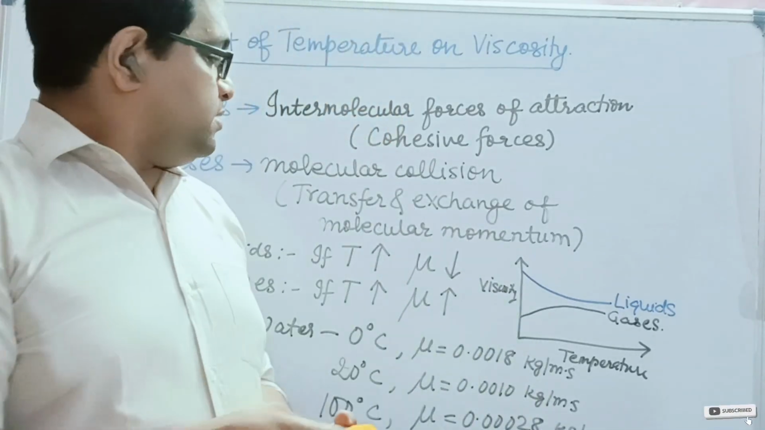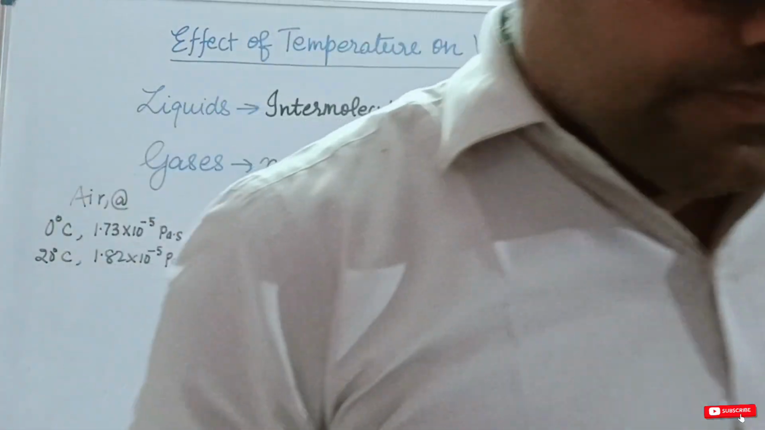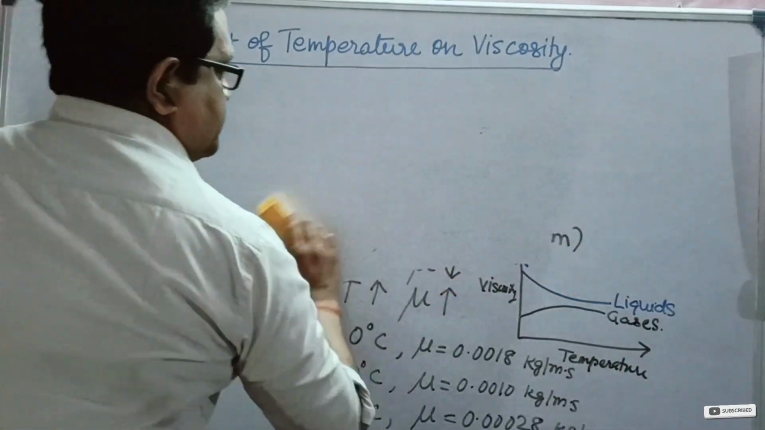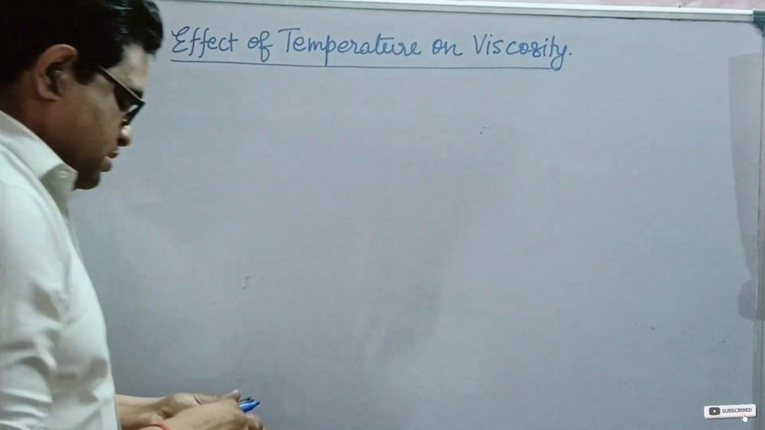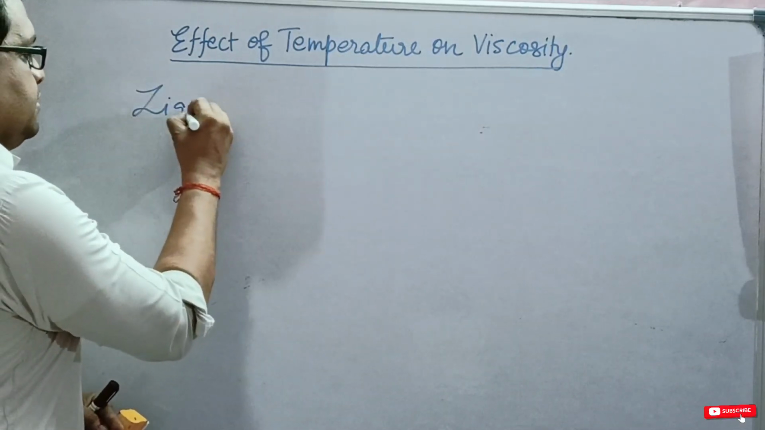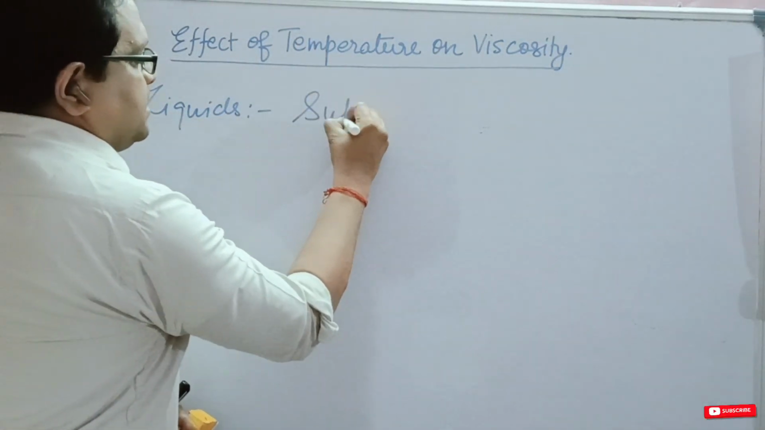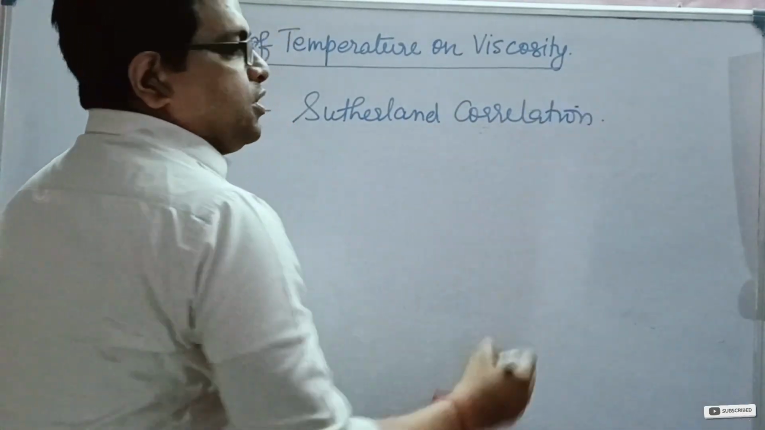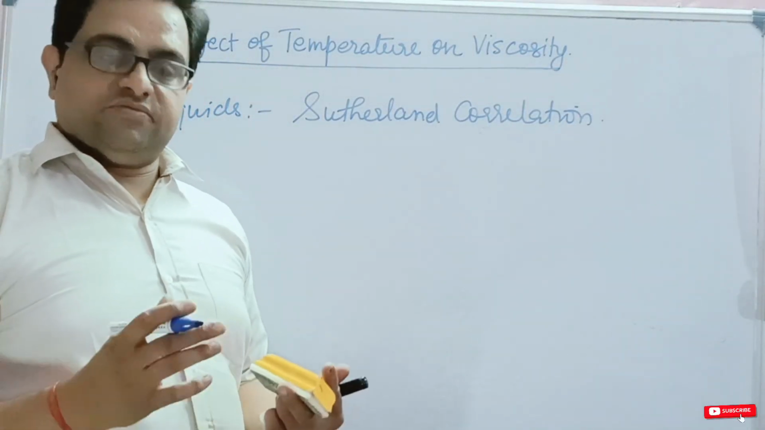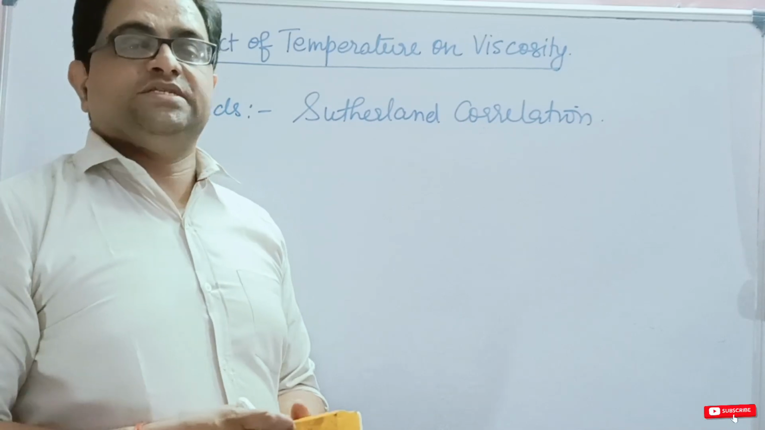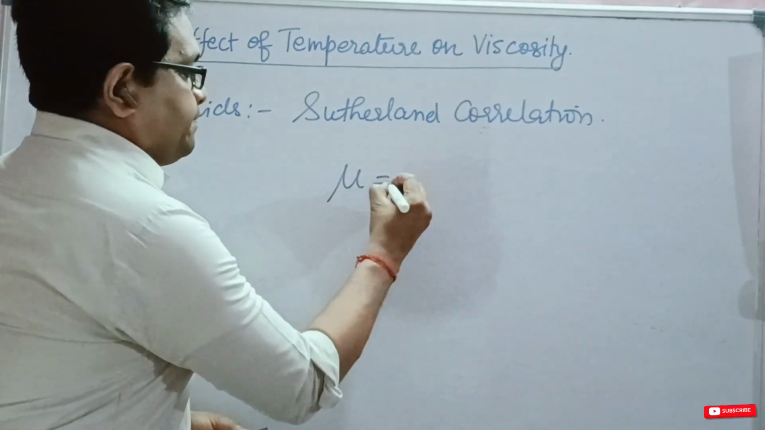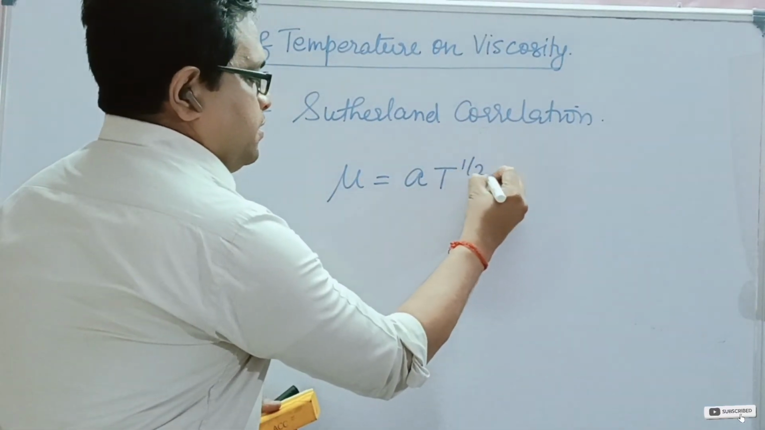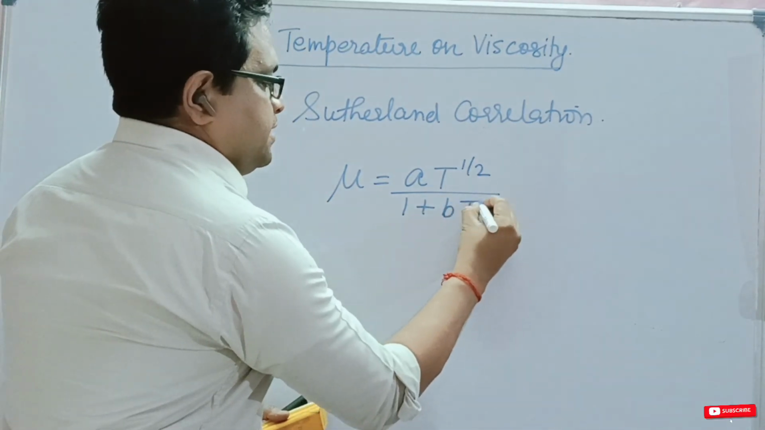The Sutherland correlation expresses the viscosity of gases as a function of temperature, and it is given as mu is equal to A T to the power 1 by 2 upon 1 plus B T.